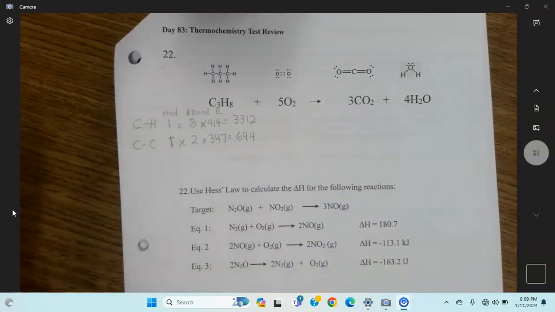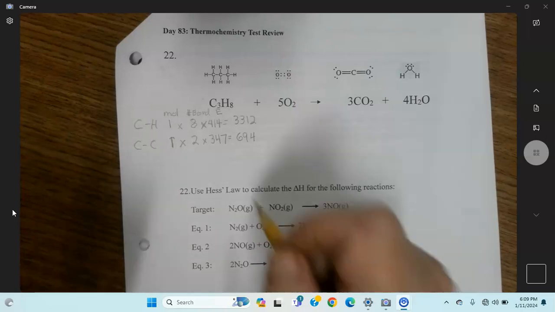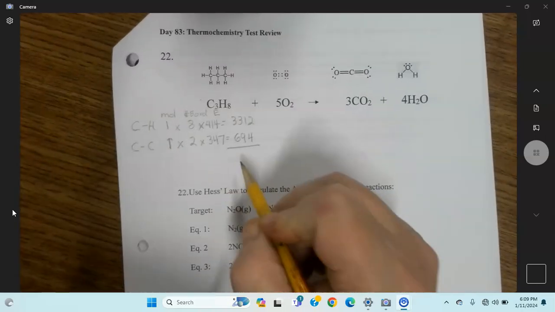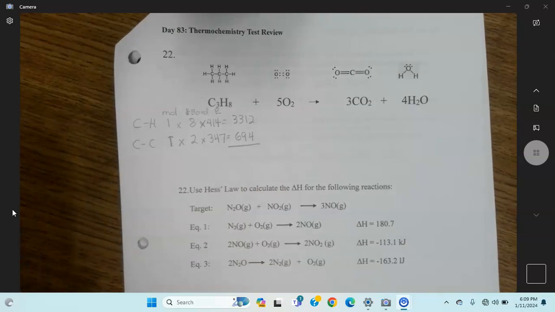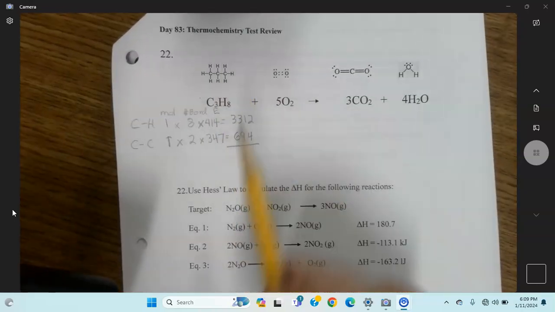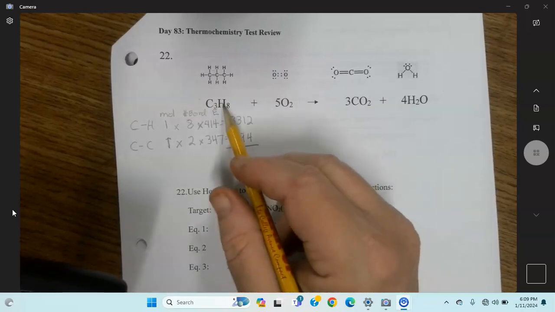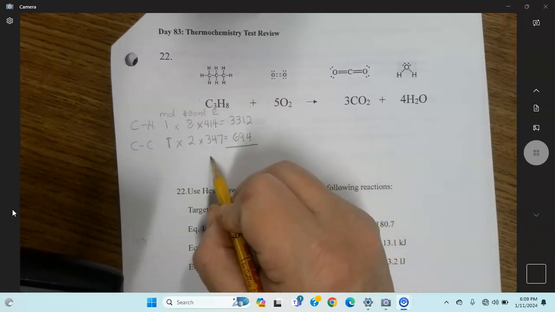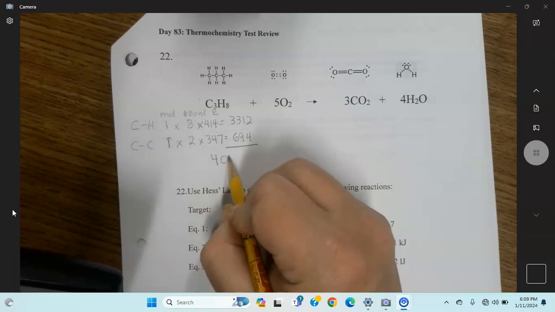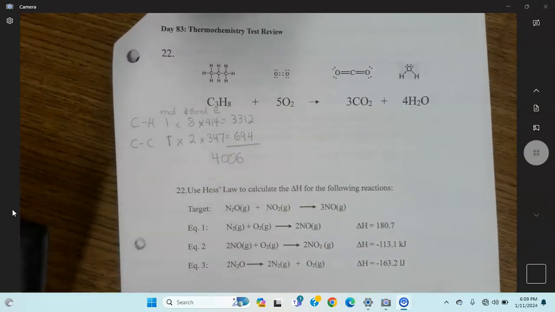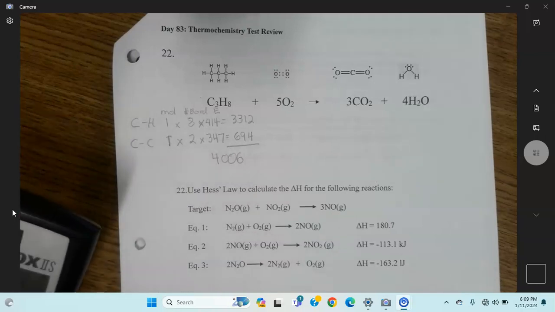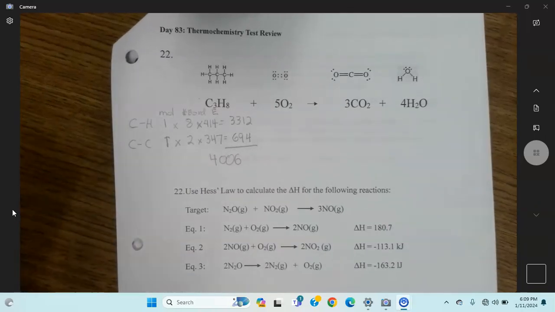Okay, all right, and now you can add these all up down here, 3312 plus 694, and that means the total energy in one molecule of propane there is going to be 4,006, and I'm not going to worry about units of measure. It's kilojoules per mole. How many thousands of joules you get for every 6.022 times 10 to the 23 of those molecules, okay?